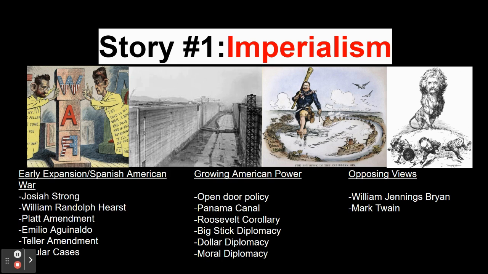And we see this probably most obviously with the Panama Canal, in which we actually help support a revolution so that we can gain access to Panama and the building of a canal there for American trade.